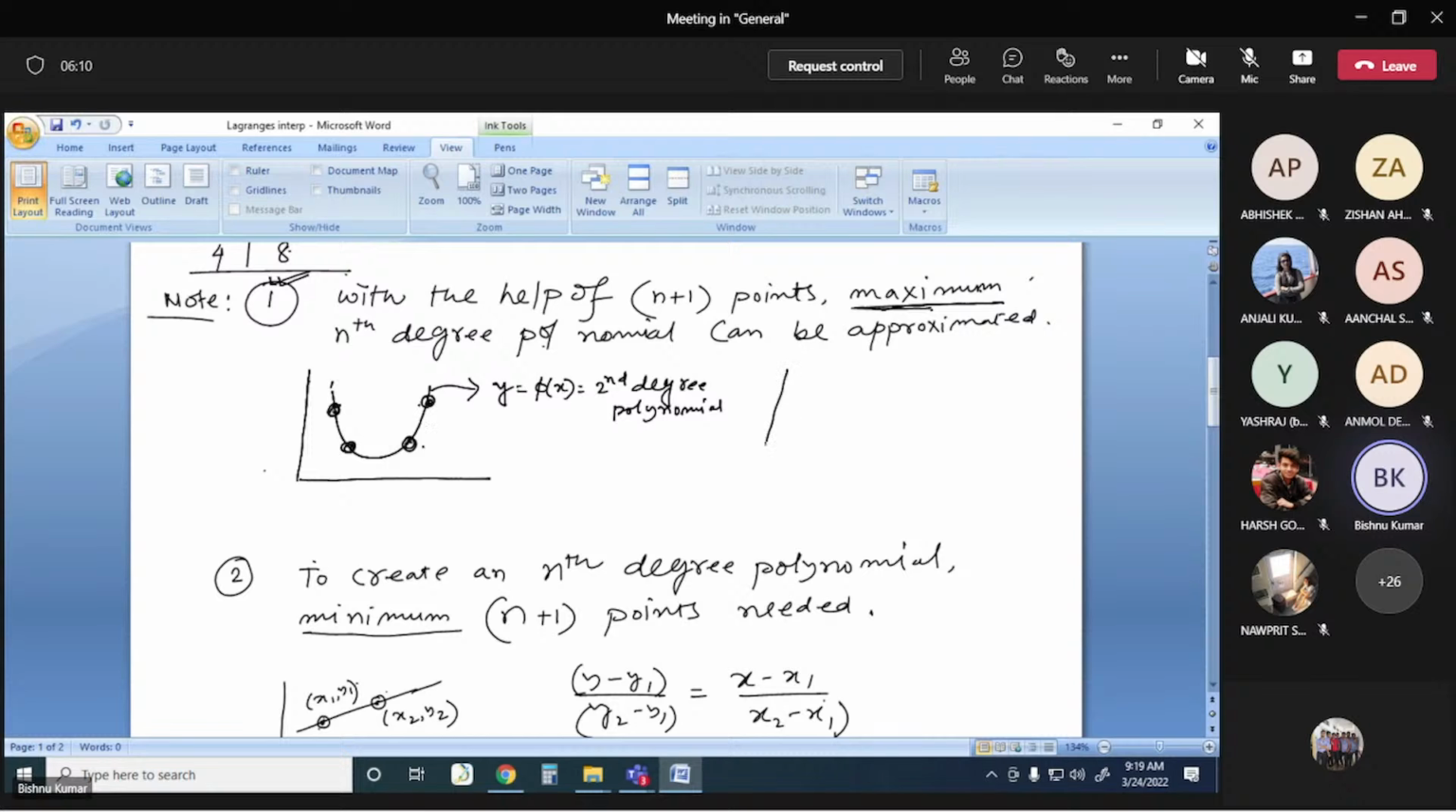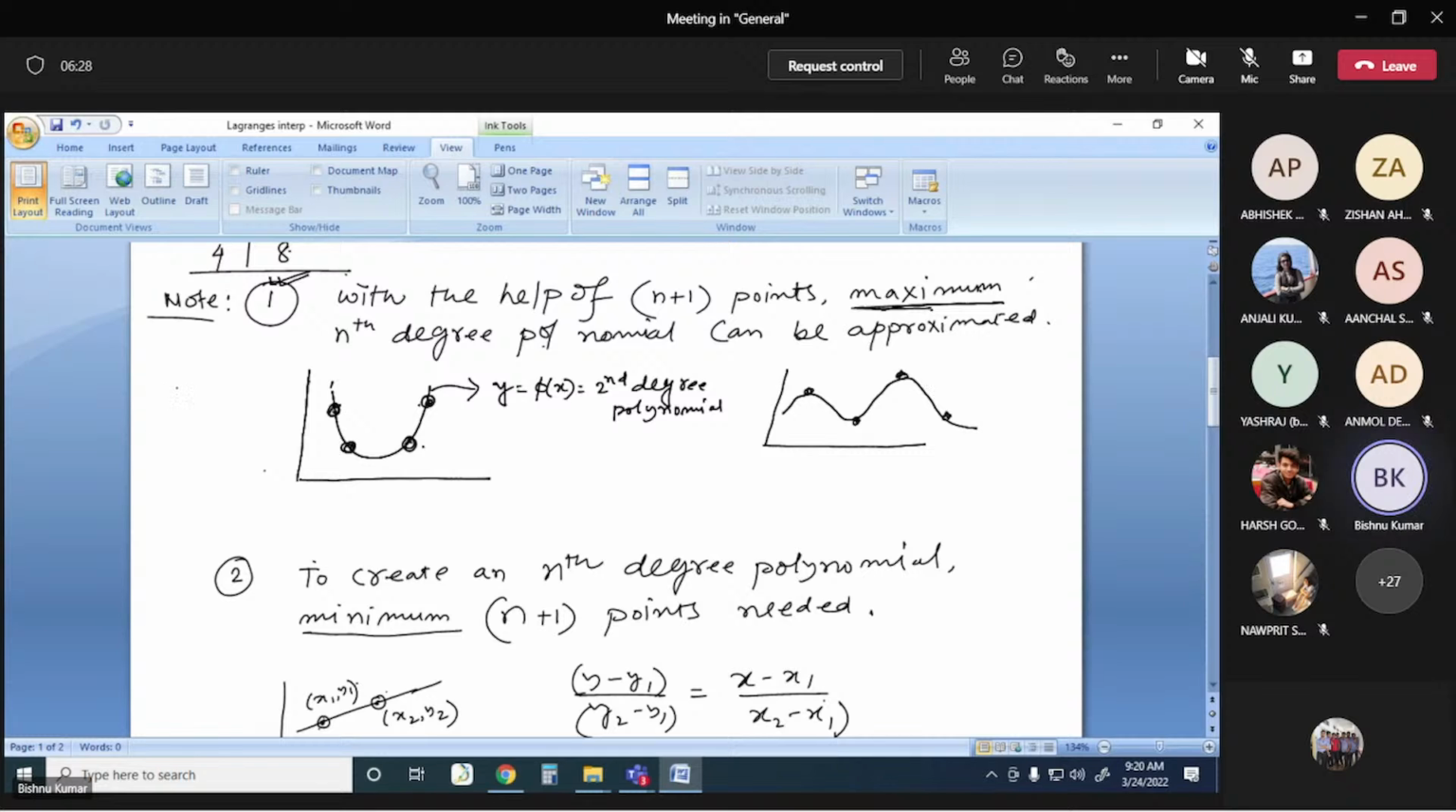Suppose these 4 points are lying in this non-linear position. Suppose 1 point is here, another point here, another point here, another point here. So if you try to join these points, it looks like this type of curve, it will be a cubic polynomial, suppose. So with the help of 4 points, you will get a third degree polynomial.